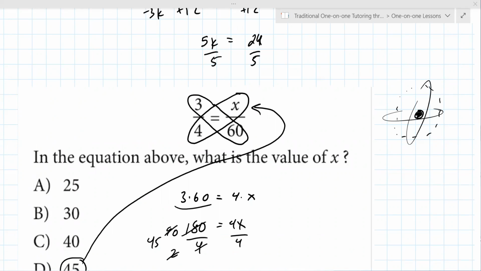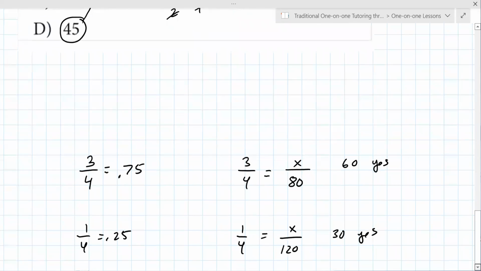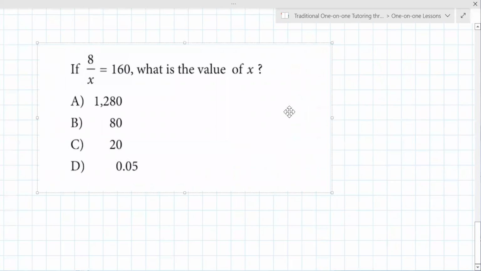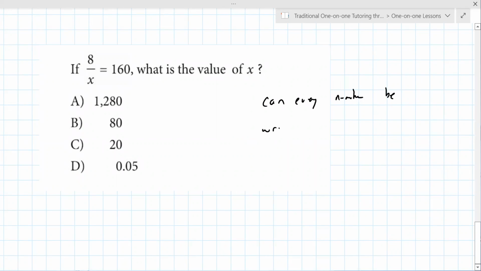Just looking at some of these problems here, just see what I see. Let's look at this one next. This one's sort of related. All right, if 8 over x equals 160, what is the value of x? My question to you is, can every number be written as a fraction? Yeah. Okay, so how do you write 160 as a fraction? 160 over 1. Perfect. So what could you do here?